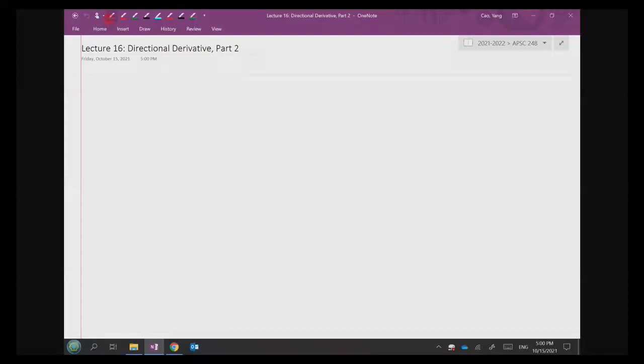All right, let's do a very quick review. I spent maybe 35 or 40 minutes explaining what the directional derivative is in the last lecture. The computation is really very straightforward. So let's rewrite this definition down, and we'll look at a few examples today.